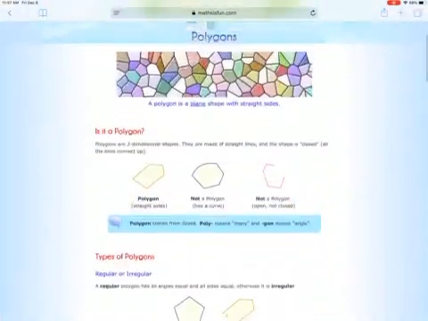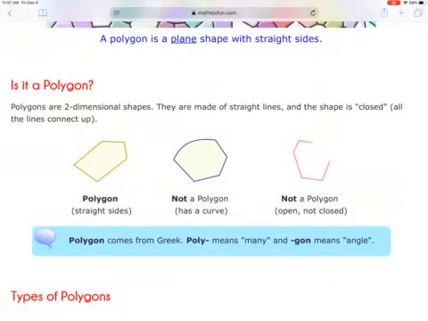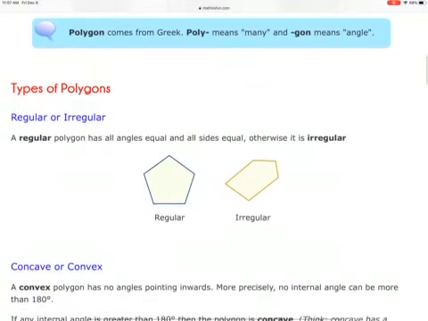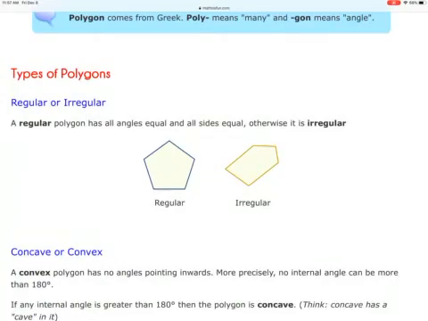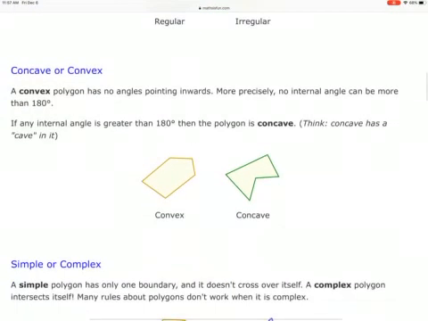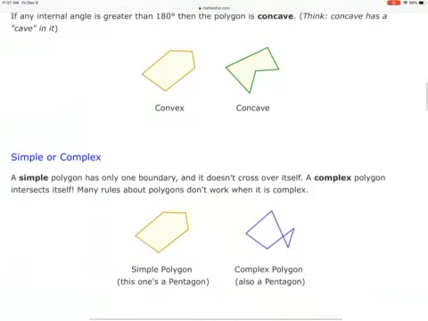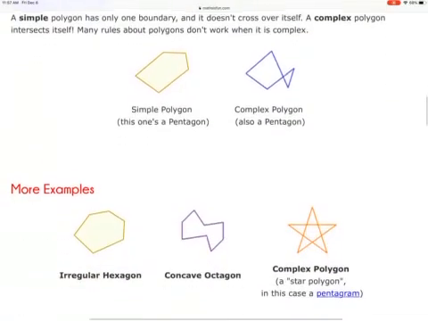Polygons are a many-sided figure. You can see here on the left that it has straight sides. In the middle, that's not a polygon because of the curve, and when it doesn't close, we don't have a polygon. Types of polygons could be regular or irregular. Regular means all sides congruent, all angles congruent. They could also be convex or concave, simple or complex.